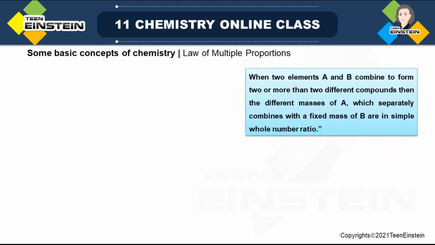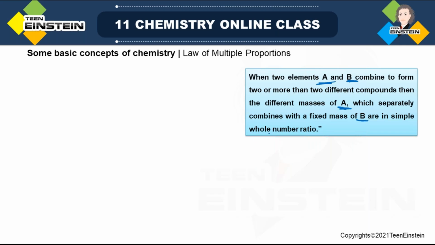Next law, law of multiple proportion. When two elements A and B combine to form two or more than two different compounds, under that condition, the different masses of A, which separately combine with a fixed mass of B, the ratio of those different masses of A for the first compound and for the second compound, if we are considering only two compounds, will always be a whole number. So we will take a particular example.